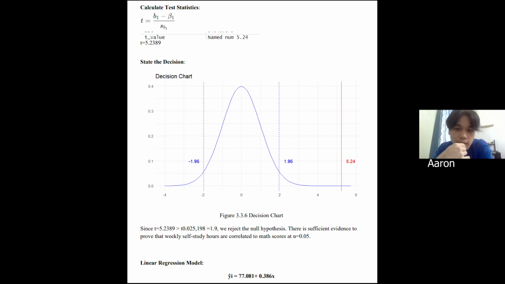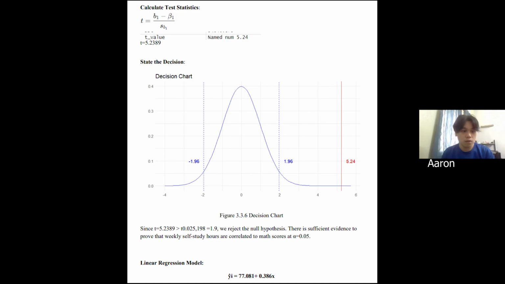From RStudio we get that t equals 5.2389, and this is the decision chart. Since 5.2389 is greater than 1.96, we reject the null hypothesis. There is sufficient evidence to prove that weekly self-study hours are correlated to math scores at alpha equals 0.05.